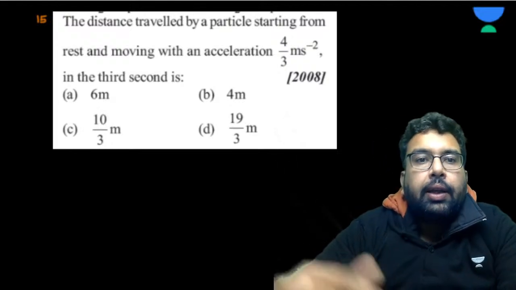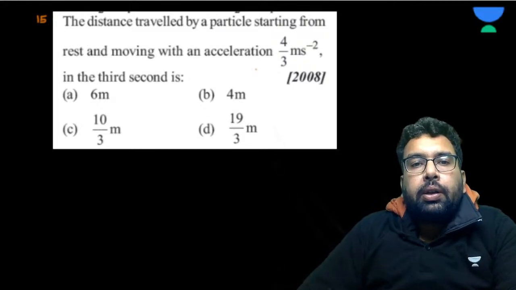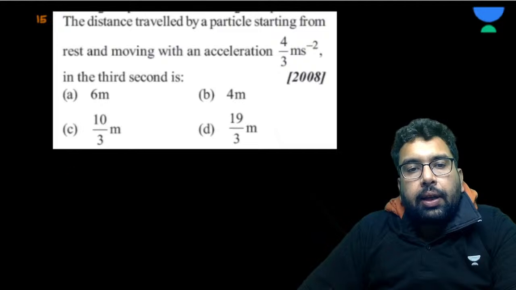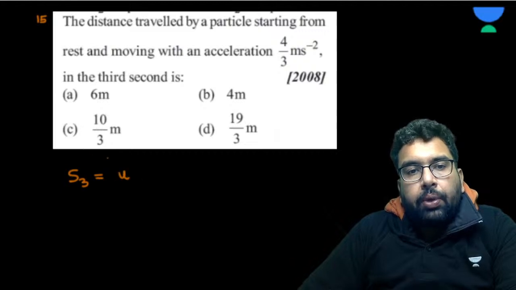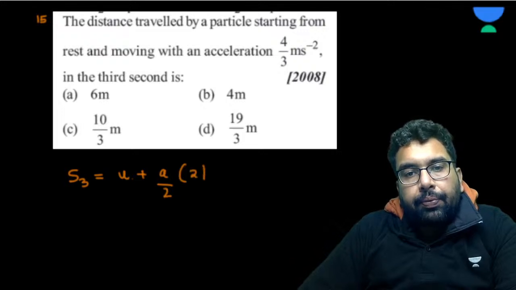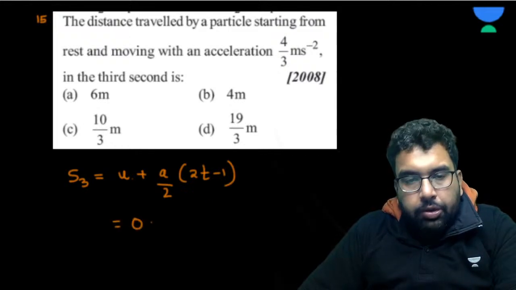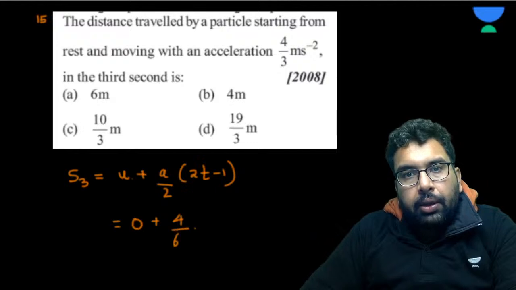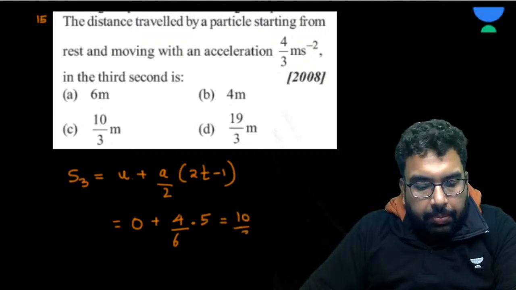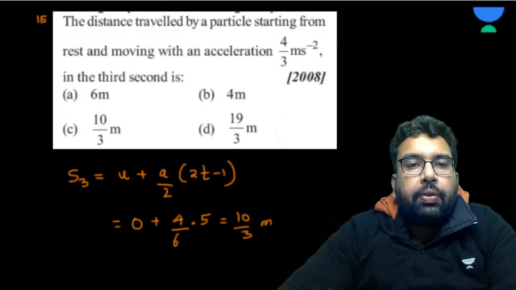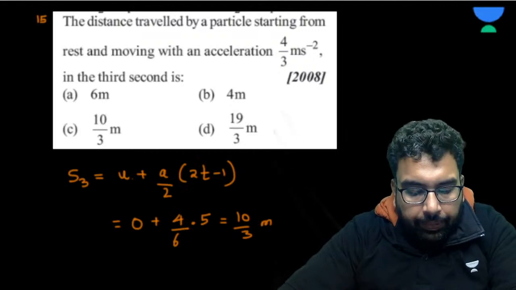Okay, I'll do it. So it says that the distance traveled by a particle starting from rest and moving with an acceleration of this in the third second. Okay, in the third second. So this is going to be how much? So we can write, what is the expression? So we know that S3 is equal to u plus a by 2 into (2t minus 1). This is the expression. So rest, that means u is 0. Acceleration is 4 by 3, by 2, that is 6. And this is third second, so this is 6 minus 5. Okay. So this is going to become 10 by 3 meter. Right? This will be becoming 10 by 3 meter. I hope it is fine to everyone. Right?